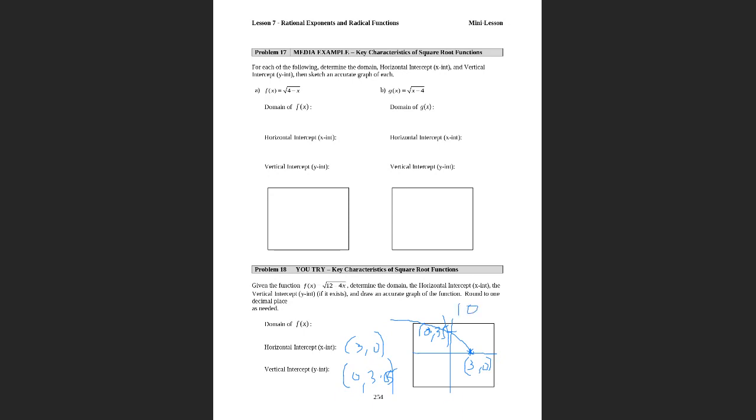Then you have 10, negative 10, and label this, or you could do 5, negative 5 on each axis, and that's pretty much it. All right.